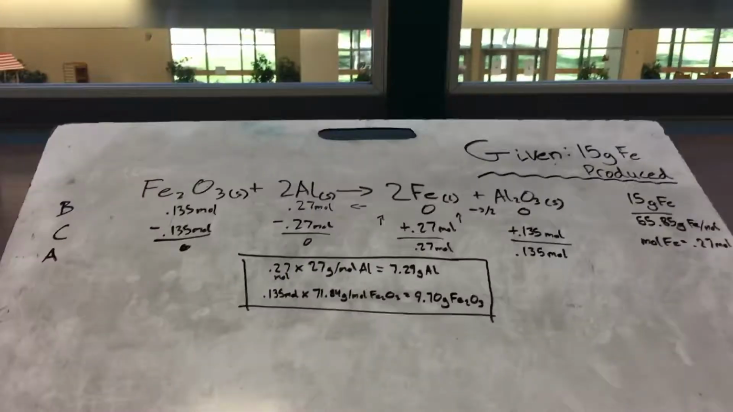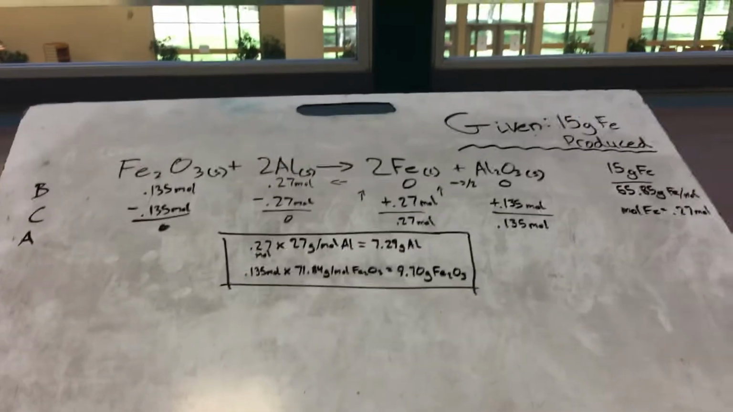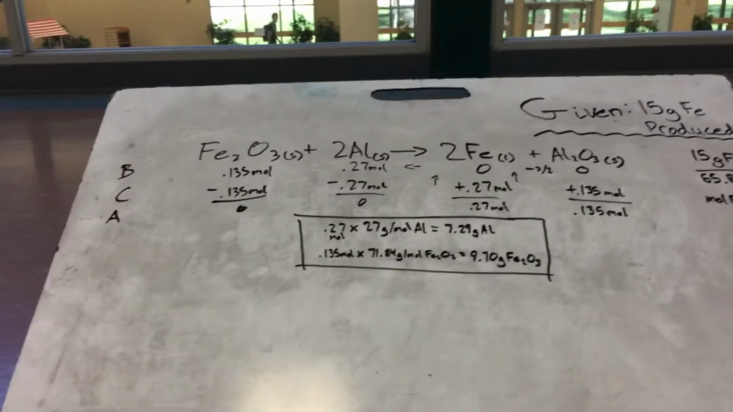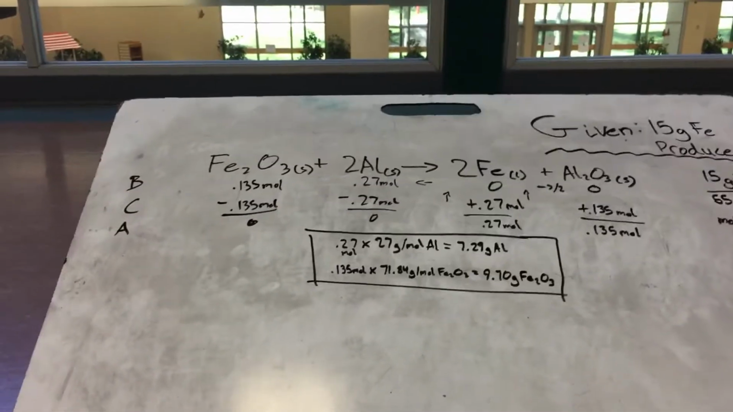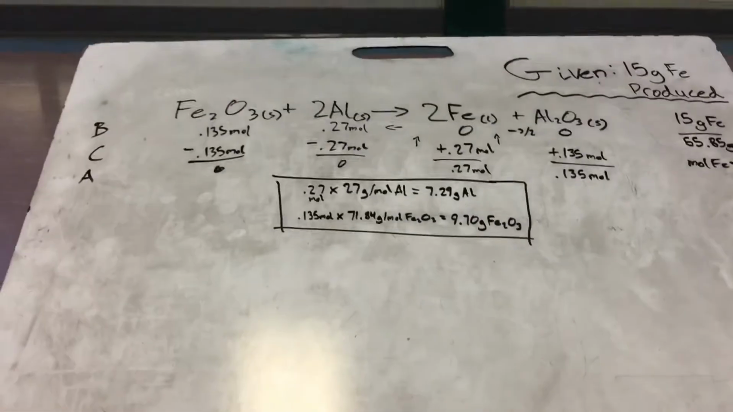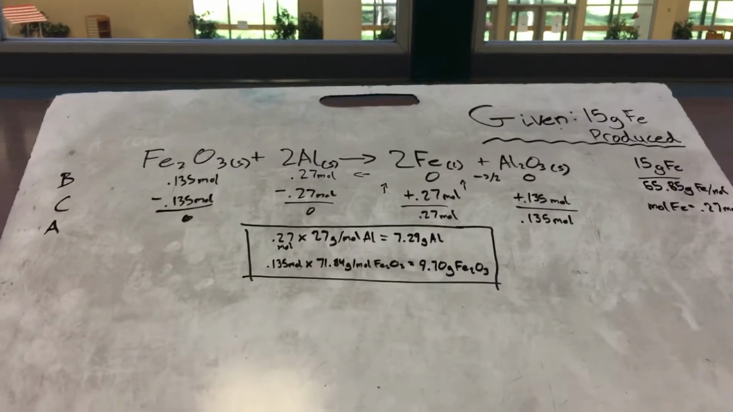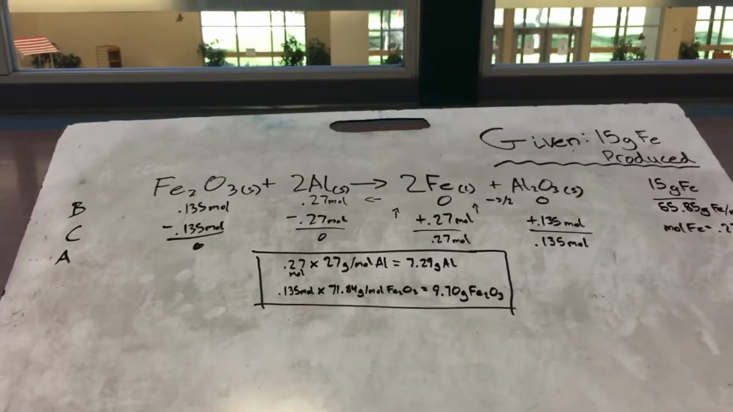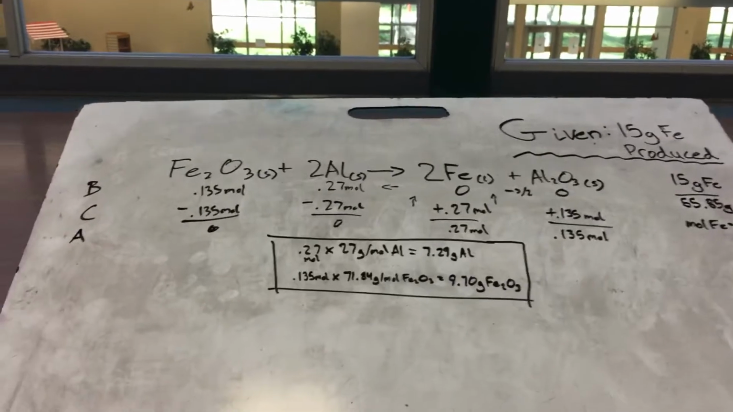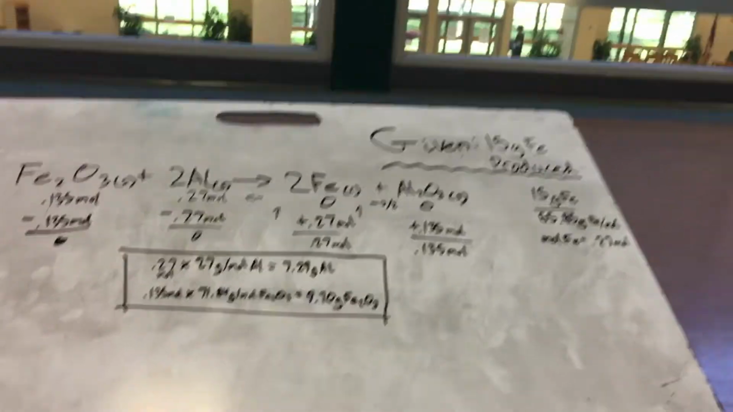Okay, so what we're going to be doing now is we're going to solve a stoichiometric equation using a BCA table. A BCA table is basically the amount of something you have before, the amount that is subtracted or changed or added, and the result afterwards. As we have here, the given is you have produced 15 grams of iron.